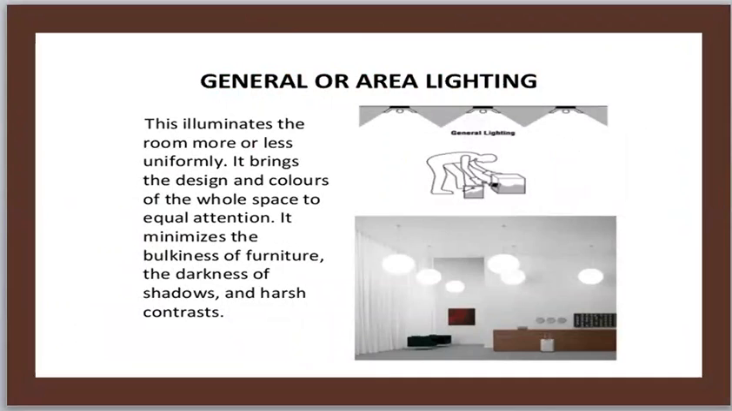So what is general or area lighting? This illuminates a room more or less uniformly. It brings the designs and color of the whole space to equal attention. It minimizes the bulkiness of the furniture, the darkness of the shadows, and the harsh contrast.